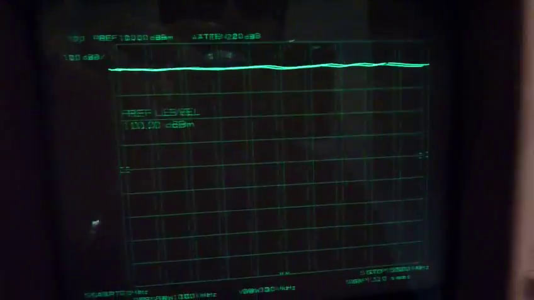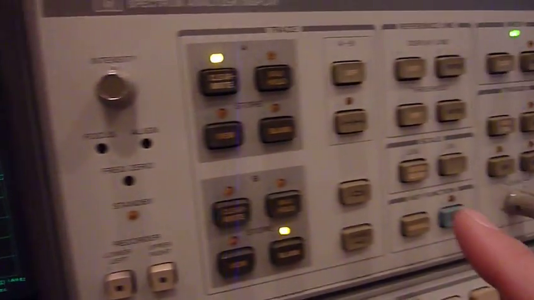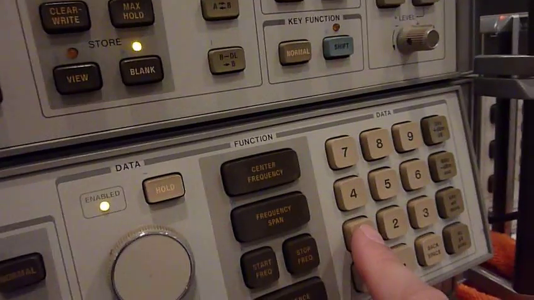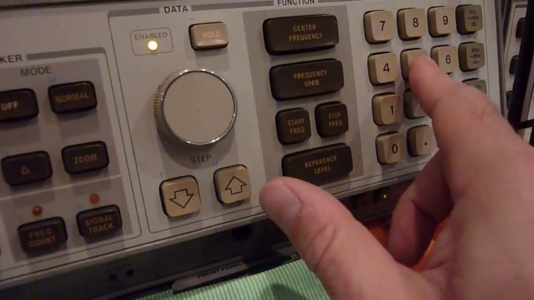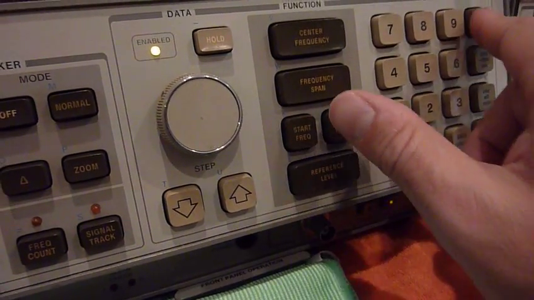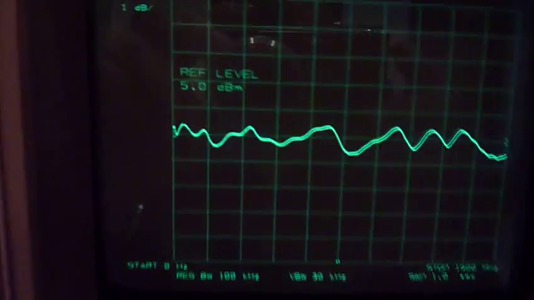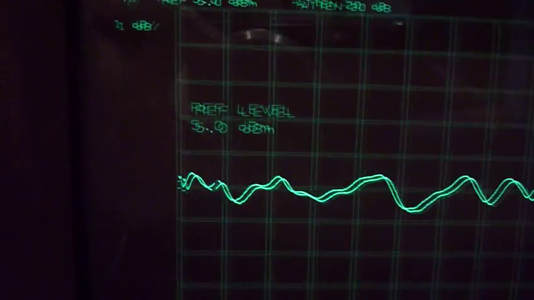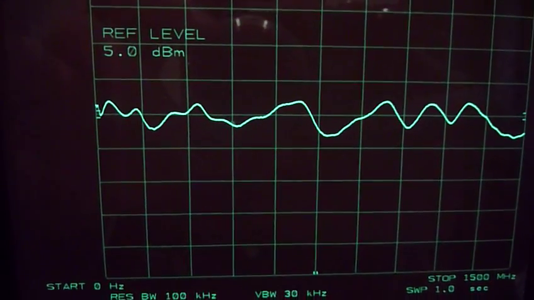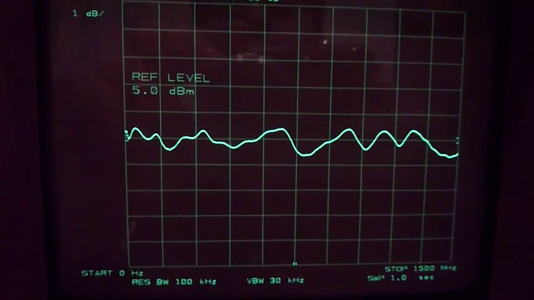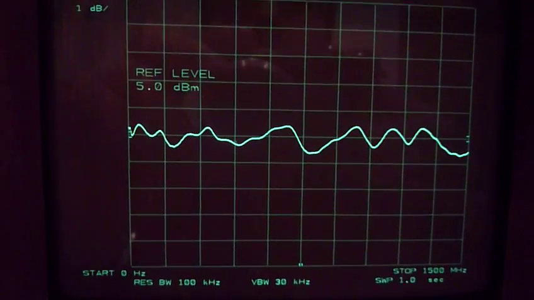So of course this is 10 dB per division, but if I move it to, there we go, 1 dB, all the way down, so do a reference level 5 dBm, should bring it back in the middle. There we go, so we're now at 1 dB per division, and you know, the generator is essentially in spec, within plus minus 1 dB over the whole range.